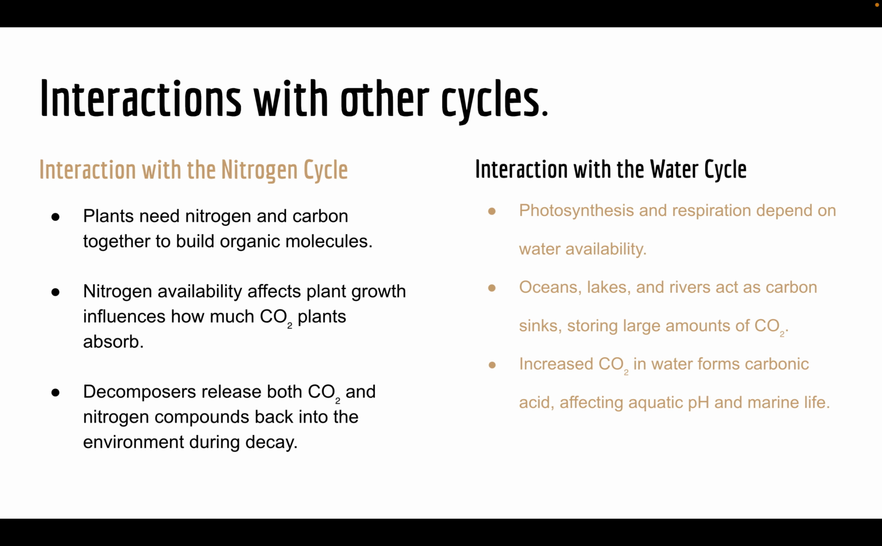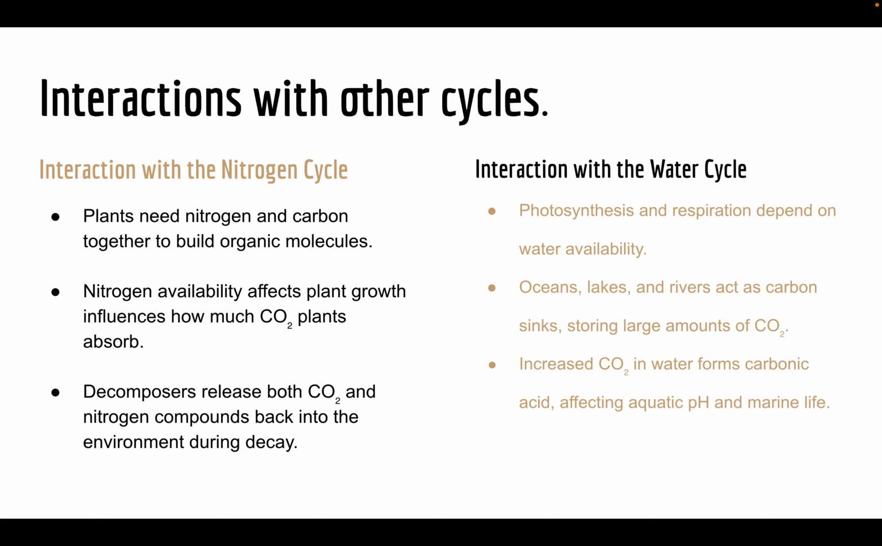All right, so the carbon cycle interacts with every cycle that goes on this planet, but I'll be focusing on these two. It focuses on how it interacts with the nitrogen cycle. Plants need nitrogen and carbon together to build organic molecules. So without the other, they wouldn't be able to survive. Nitrogen availability affects plant growth, influencing how much CO2 plants absorb, and decomposers release both CO2 and nitrogen compounds back into the environment during decay.